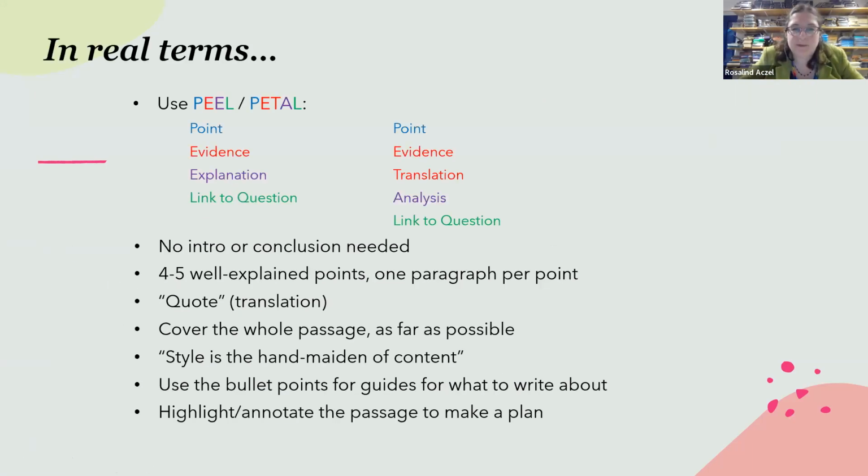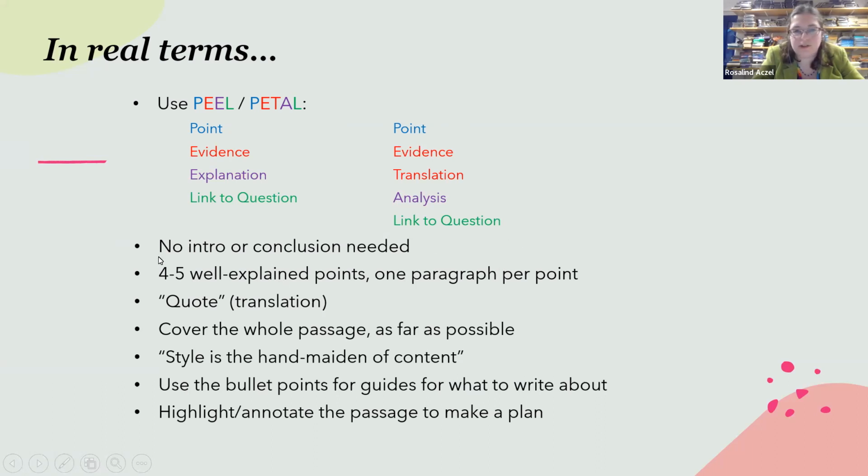This is what I would say for how they should do it. I'm sure you've all come across P or PEAL, point, evidence, explanation. I always like to have the link to the question to make sure that they know that their points are relevant. And for Latin, as opposed to say class civ, I tend to use PETAL: point, evidence, translation, analysis being the same as explanation, and link to question. And the students will probably be very familiar from English and history and whatever with P or PEAL. So PETAL might be a variation on that.